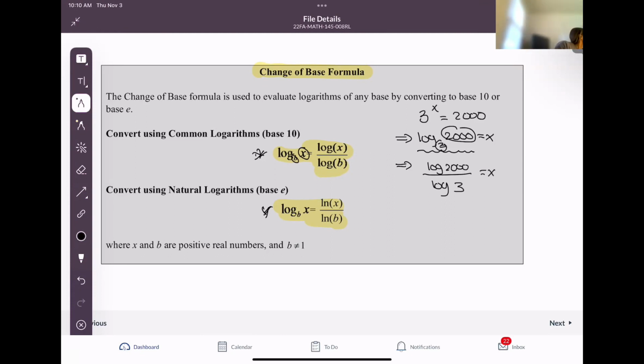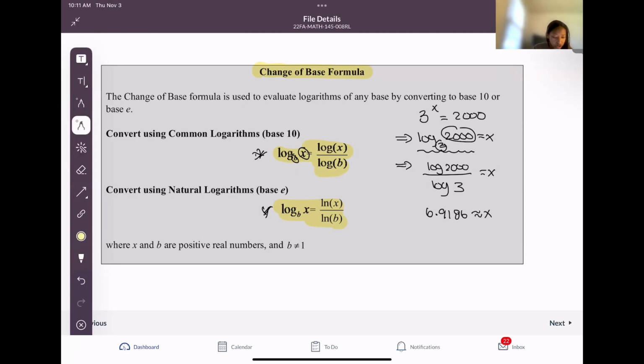At this point, we would be able to use our calculators to then evaluate this. Log of 2,000 divided by log of 3. We type that into our calculators. Equals 6.9186. We get a decimal, so I'll round it a couple of decimal places. Actually, let's go for 6.9186. That's approximately equal to x.